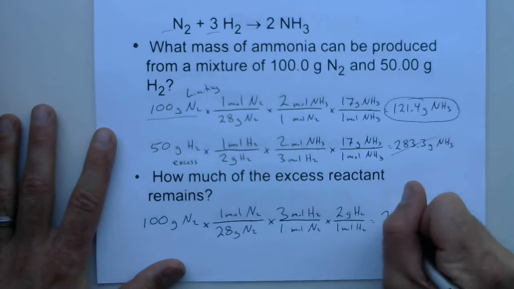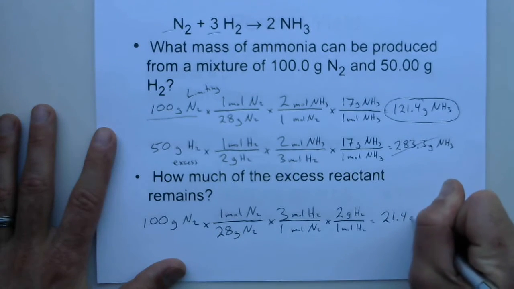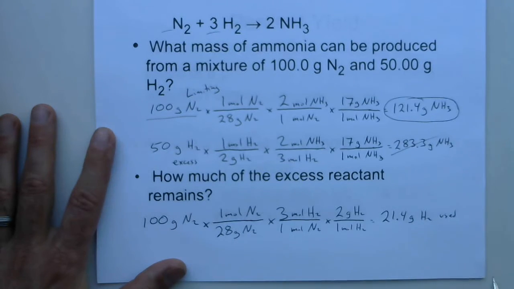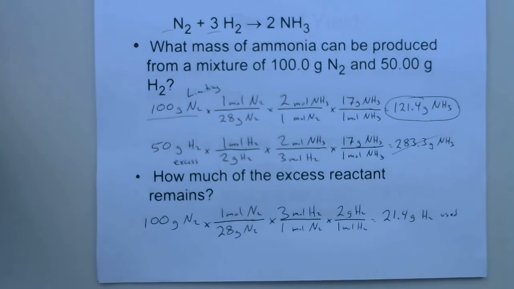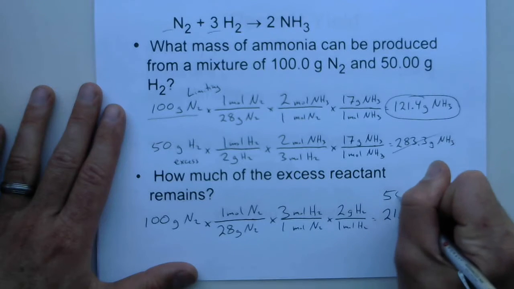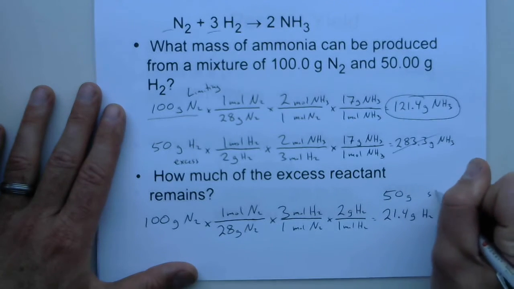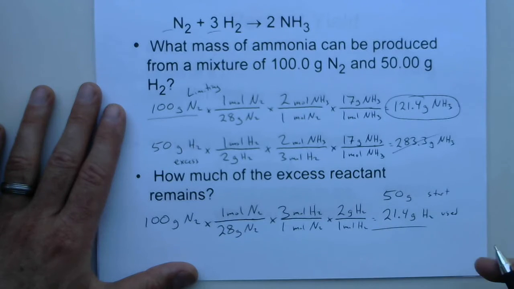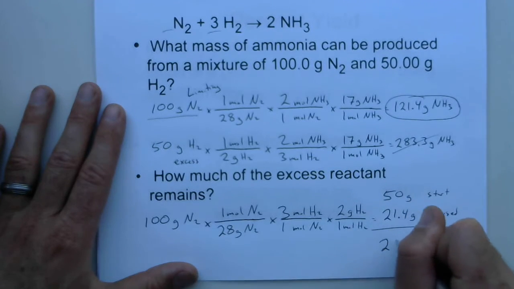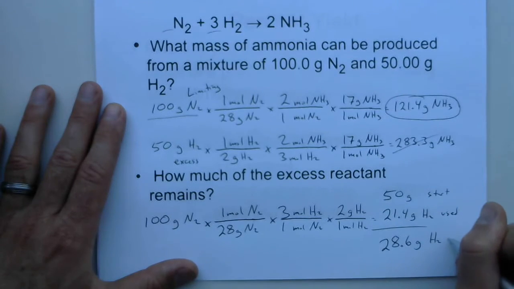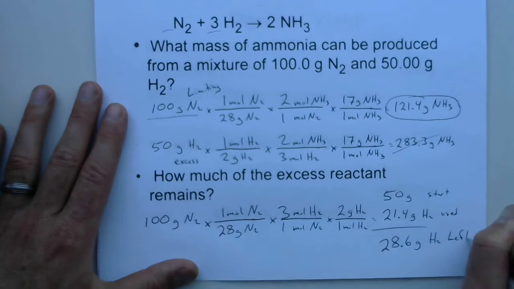That's going to tell me that 21.4 grams of H2 are used in the same amount of time that all of my nitrogen is used up. All right, and so how much hydrogen is left? Well, we started with 50 grams at the start, and we used 21.4, so we'll just subtract, and we find that we have 28.6 grams of H2 left over.